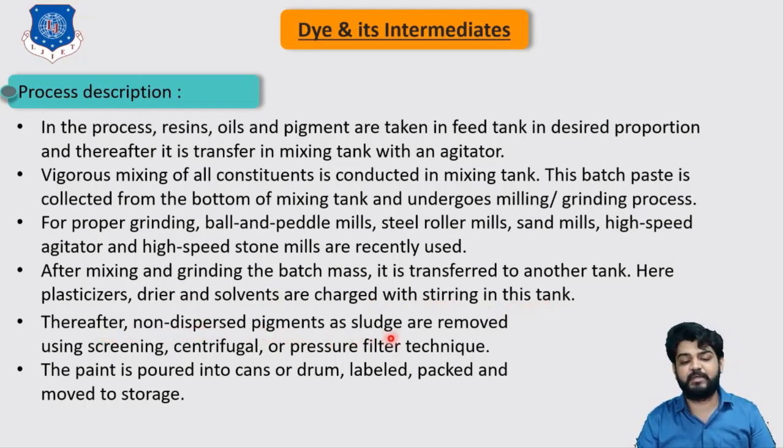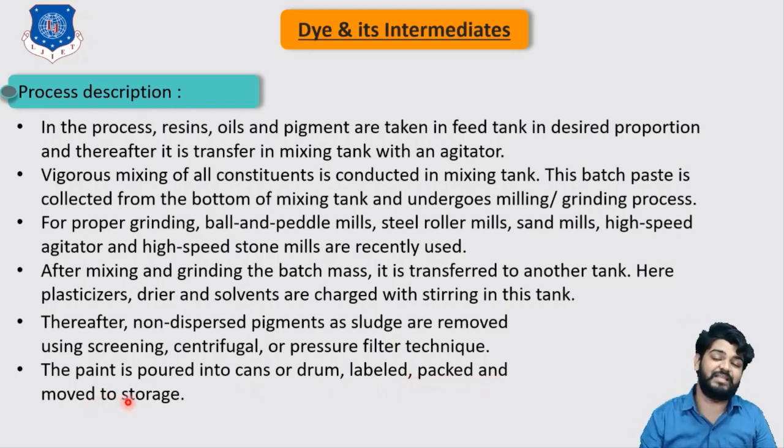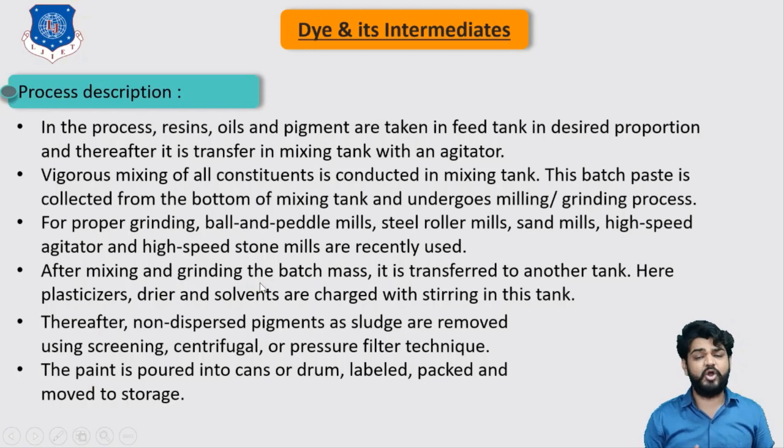Thereafter, non-dispersed pigment as sludge is removed using screen and centrifuge units, and it is sent to the filler unit. And then this paint is poured into the cans and drums, which are then labeled, packed, and sent to the storage. So this was again about the flow sheet and the process description of the paint industry. I'm not describing all these things in much detail as they are very simple and can be compared with the previous processes as well.